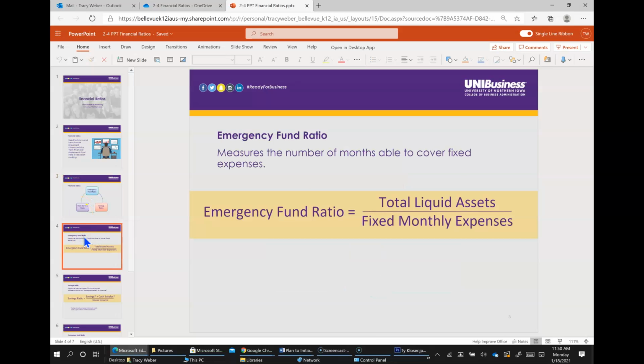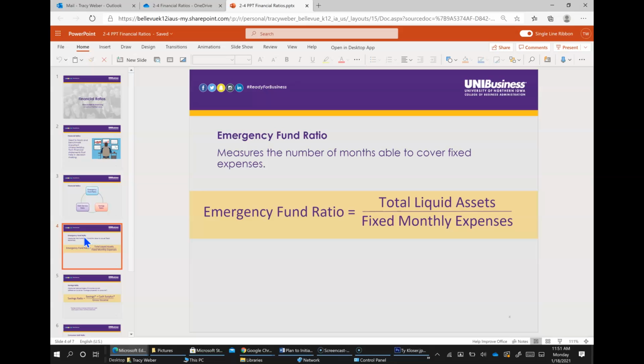Emergency fund ratio measures the number of months able to cover fixed expenses. So an emergency fund ratio is equal to total liquid assets divided by fixed monthly expenses. Fixed expenses are expenses that don't ever change, okay? So like if you're paying rent and it's $500 a month, it will always be $500 a month.